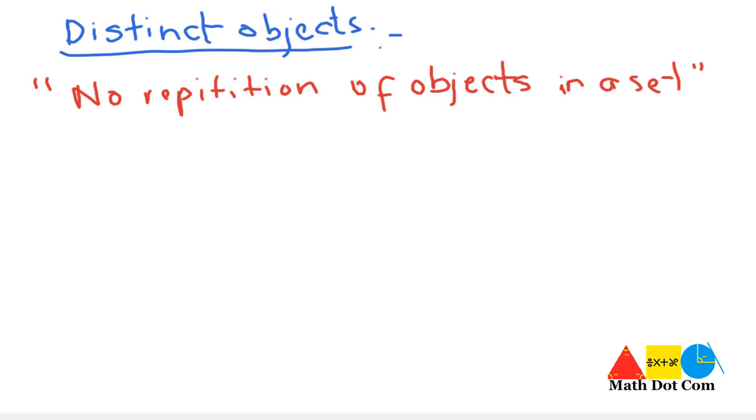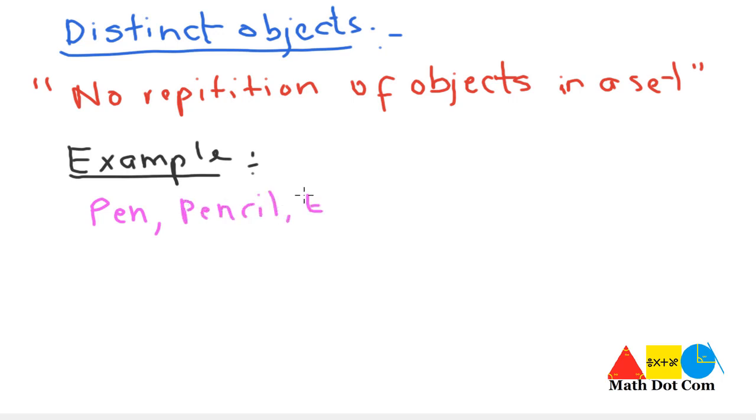Now you will have a clear concept of the definition of a set, that is, what sets are. Let's take an example to justify this concept. We'll take the same example as we have used before: pen, pencil, eraser, ruler, pen, and so on.